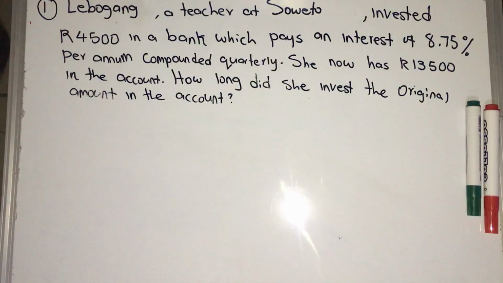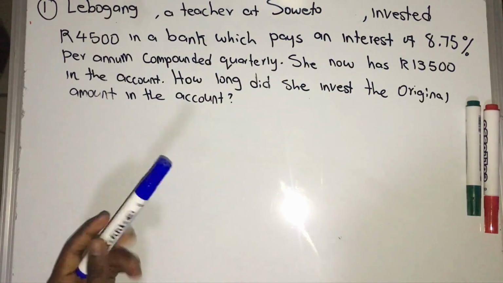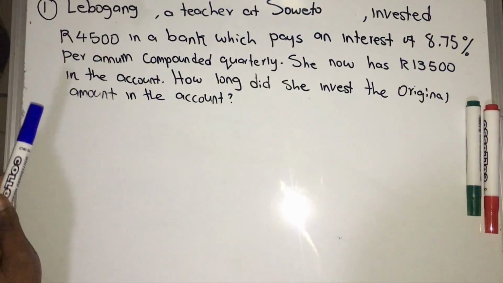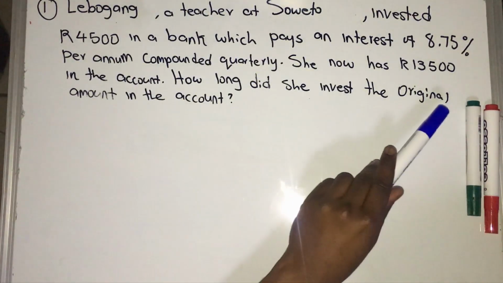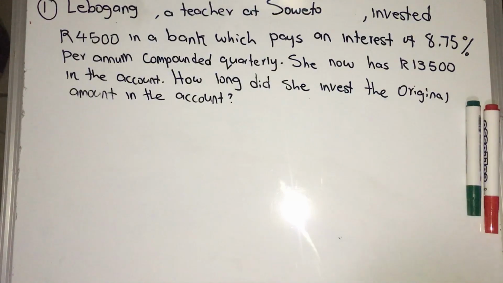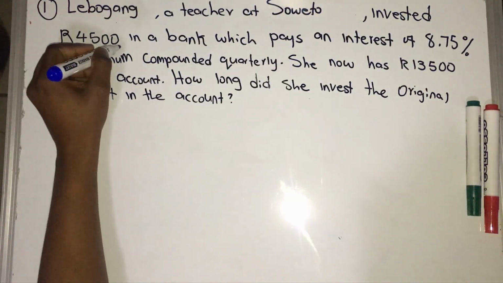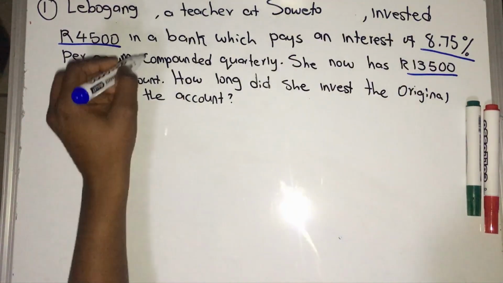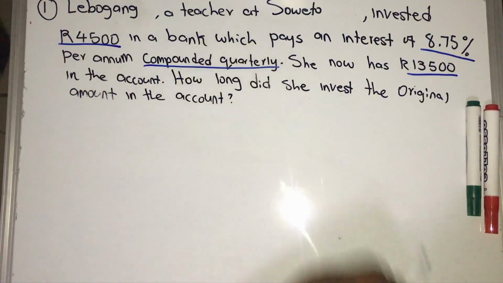Okay, so what we're getting from this statement is that we're dealing with compound interest, and there's only one payment that has been made. We're given the interest rate, the initial payment and the final payment. Let me just quickly highlight the important information. All right, so now we're looking for the duration of this investment.